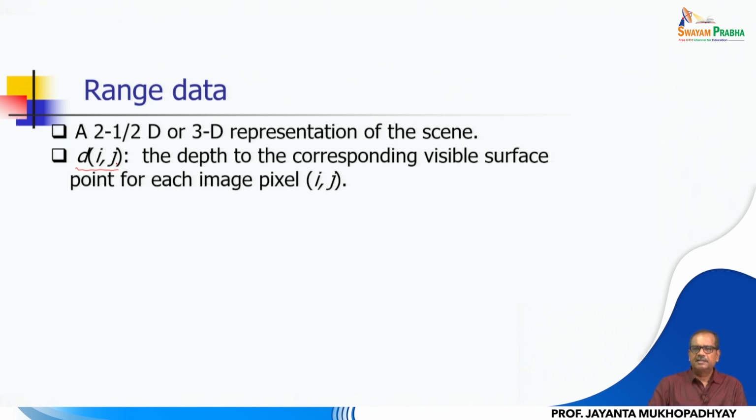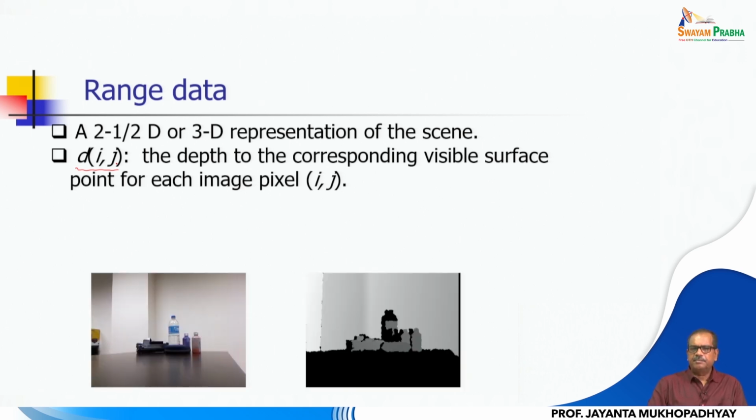So depth here means the distance along the z-axis. If your xy plane is the plane of your discretized grid, that means every point in that grid will have the depth information, or we will have its z coordinate, and that z coordinate is denoted as dij. So it can be represented as an array, like an intensity image or color image.